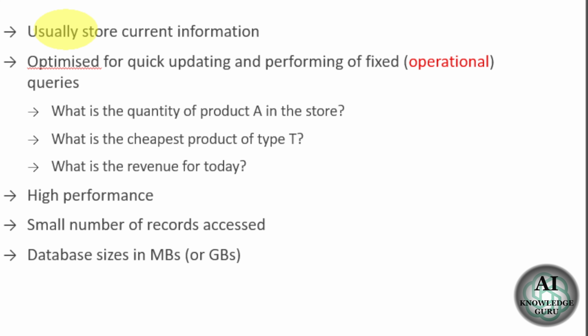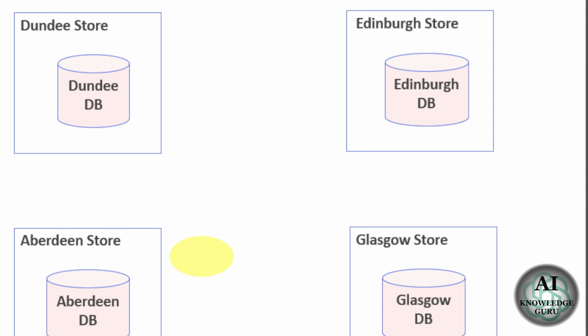Now operational databases, let's discuss that. Usually they store current information. They are optimized for quick updating and performing of fixed operational queries. For example, what is the quantity of product A in the store? What is the cheapest product of type T? What is the revenue for today? High performance, small number of record access, database size is in MBs.